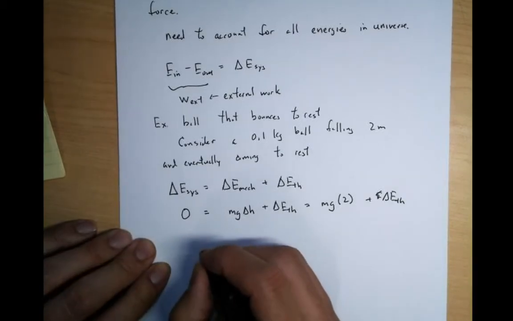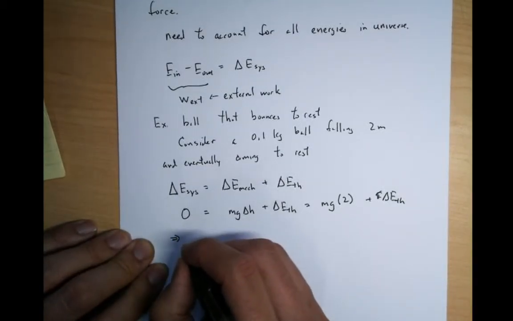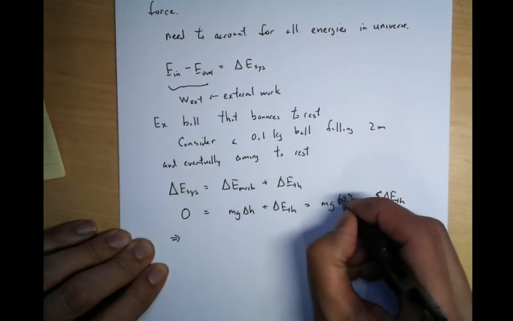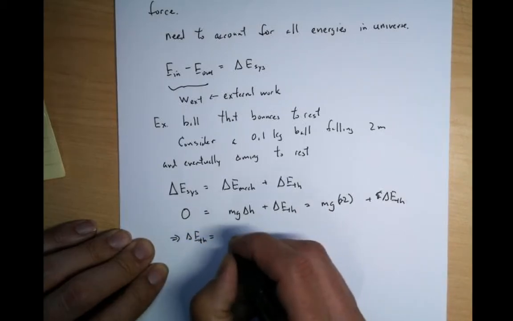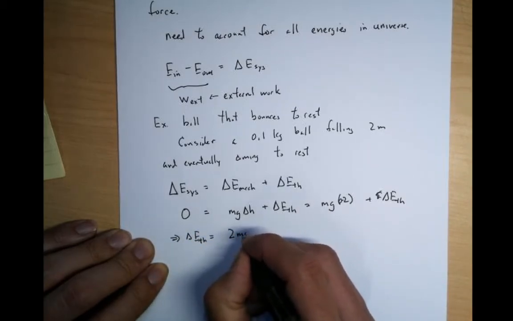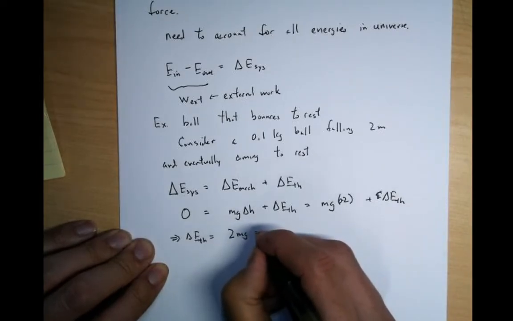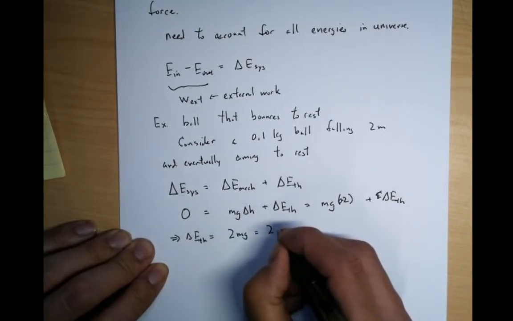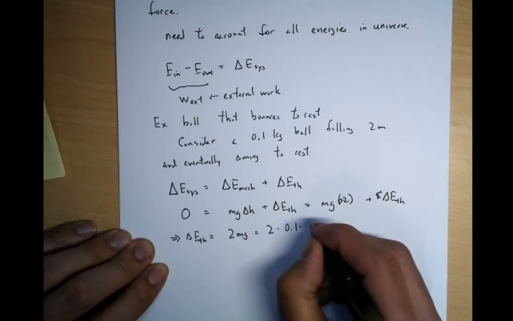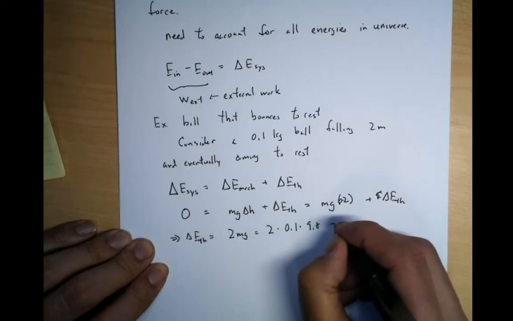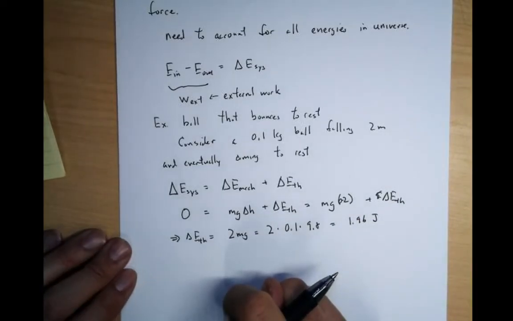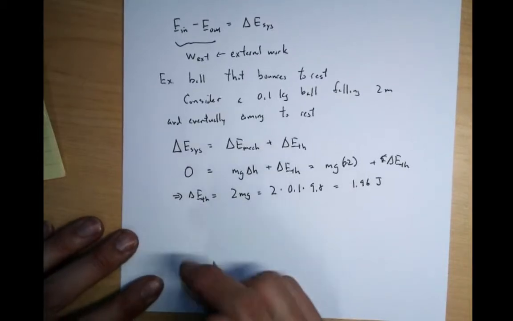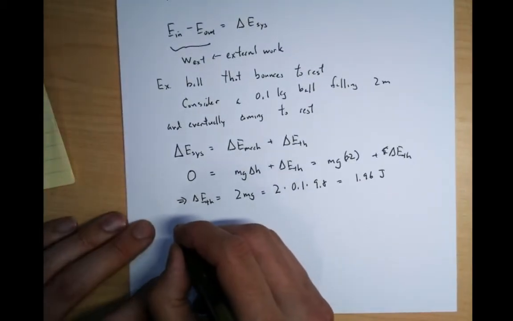right? And so what you get is that the change in thermal energy is 0 minus 2 mg, right, the 2 meters, which is equal to 2 times 0.1 times 9.8. That's 1.96 joules, right? Okay. So let's try a different example.